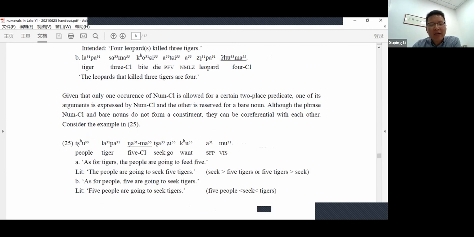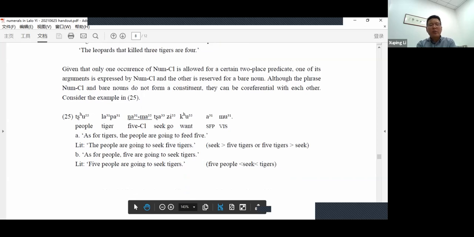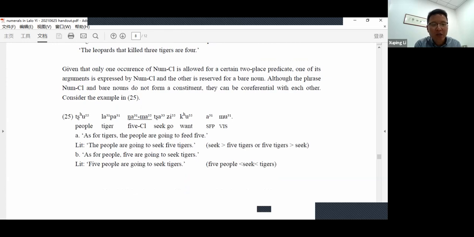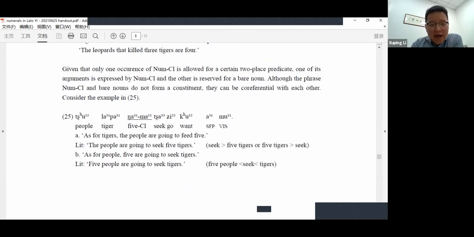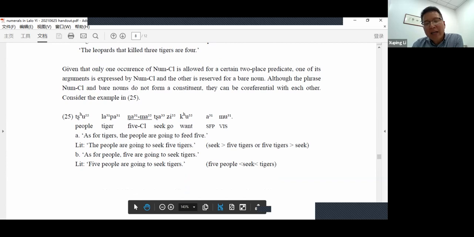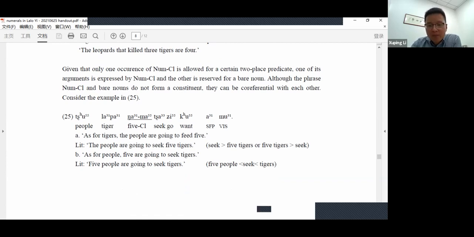People, tiger, 5 classifier, 1 to 6, which means you get 2 interpretations. The people want to seek, not feed, want to seek 5 tigers. So here, since it's not a constitution, you would say as for tigers, the people are going to seek 5. So here 5 refers back to tigers. So you get 5 tigers. Here 5 tigers can either be scoped below seek or above seek. It's either wide scope or narrow scope with respect to the intensional seek.